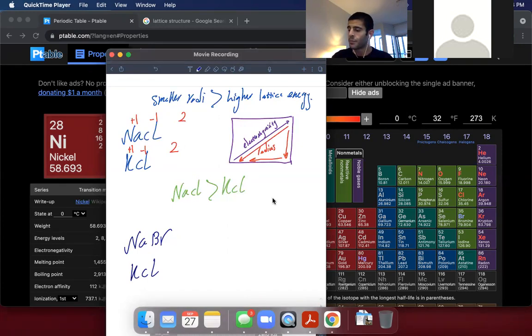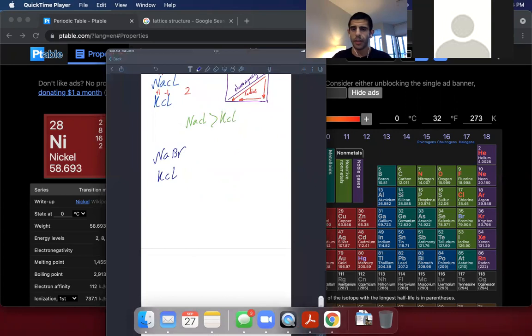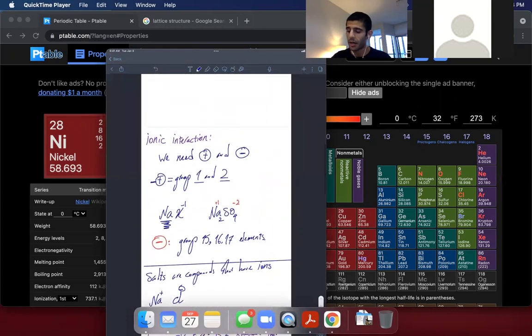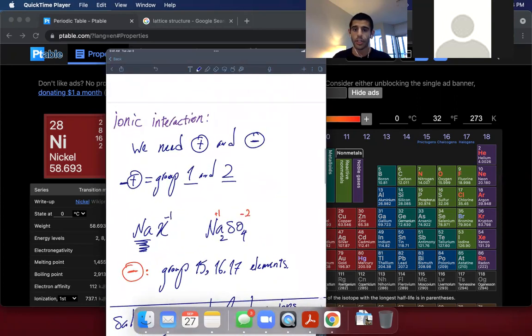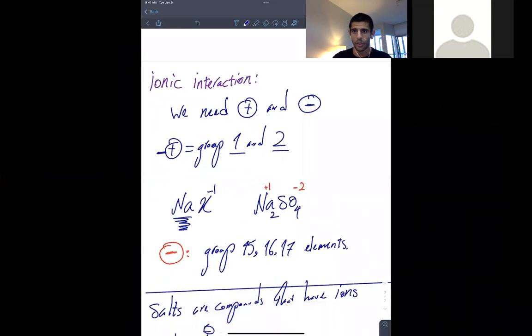Right. So that was it. That was everything about ionics. To sum it up, for ions, we need a positive charge and a negative charge.